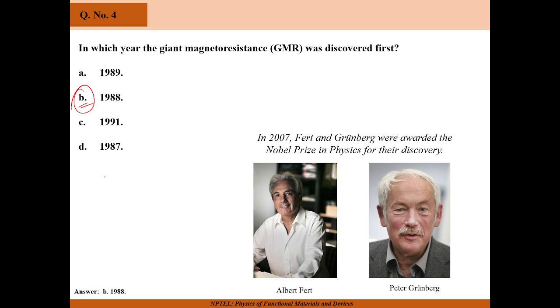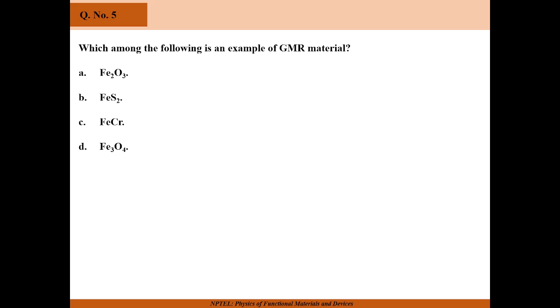So this was awarded the Nobel Prize because it is a very important discovery. Which among the following is an example of a GMR material? Fe2O3, FeS2, FeCl, Fe3O4.